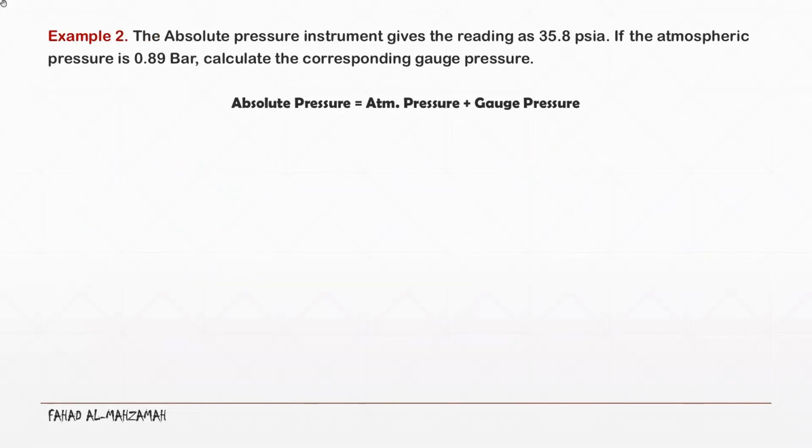Now the next example says the absolute pressure. Okay, the absolute is given here. So the absolute pressure instrument gives the reading as 35.8 psi absolute, and it says if the atmospheric pressure is 0.89 bar, which is this one, calculate the corresponding gauge pressure. So he needs this one.